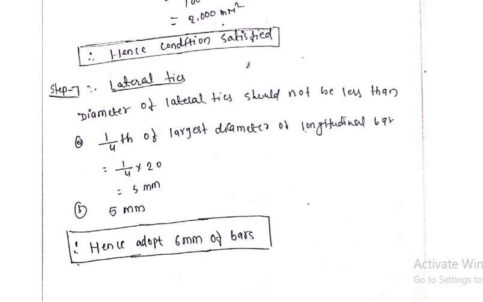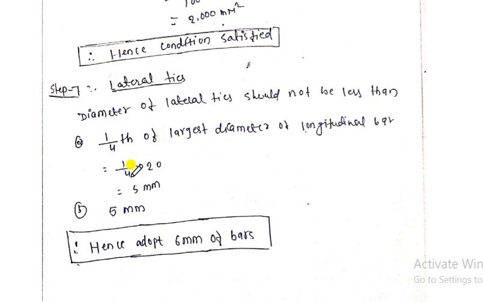So now here we are going to design lateral ties, and that is transverse reinforcement. For the transverse reinforcement, the diameter of the transverse, which is called churi, that is called lateral ties. The diameter of the churi should not be less than one-fourth of the largest diameter of the longitudinal bar, that is 1/4 of the diameter of the longitudinal bar.